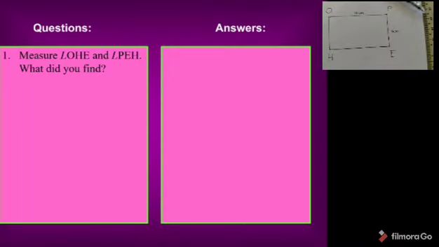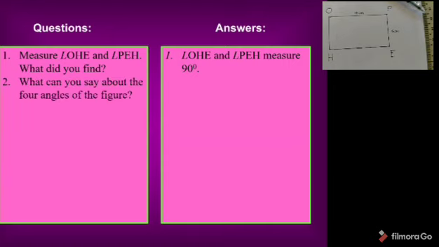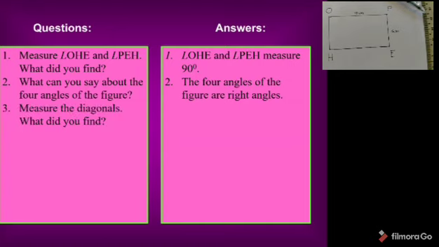So let's take a look at the questions. Question number 1: what is the measure of angle OHE and angle PEH? What did you find? They are of the same measure. It measures 90 degrees. Second question: what can you say about the 4 angles of the figure? The 4 angles of the figure are right angles. Third, what is the measure of the diagonals? What did you find? The diagonals have the same length.